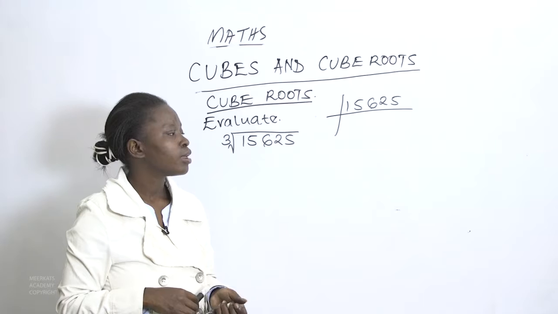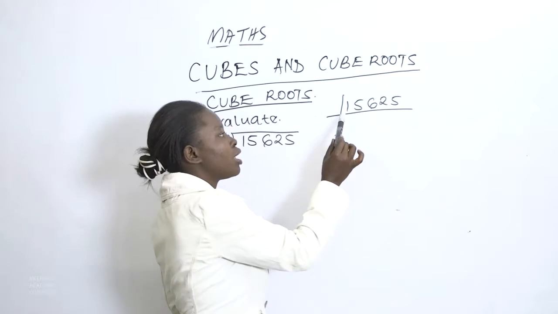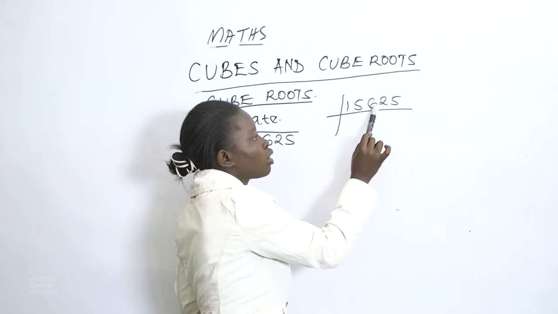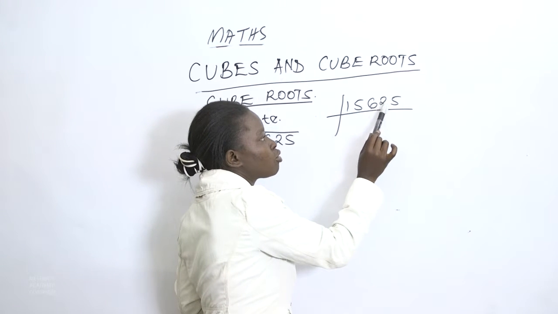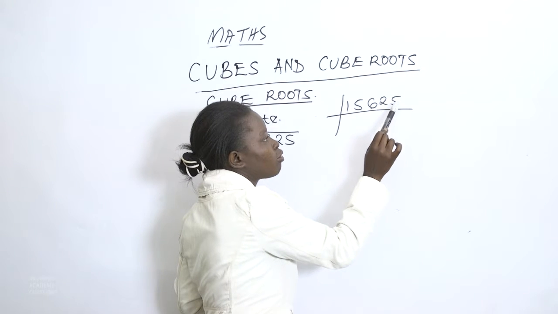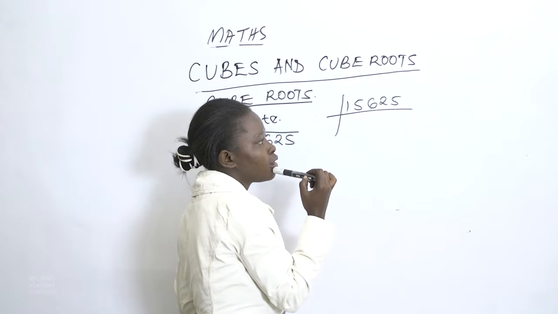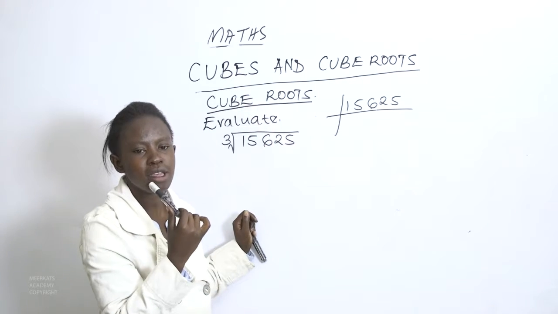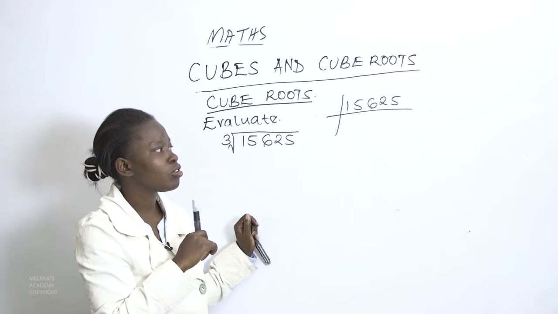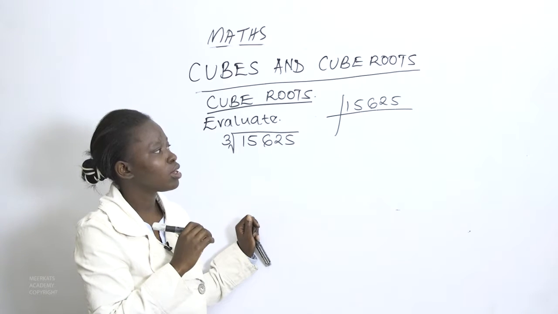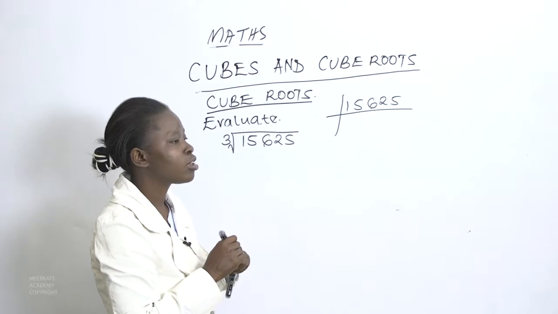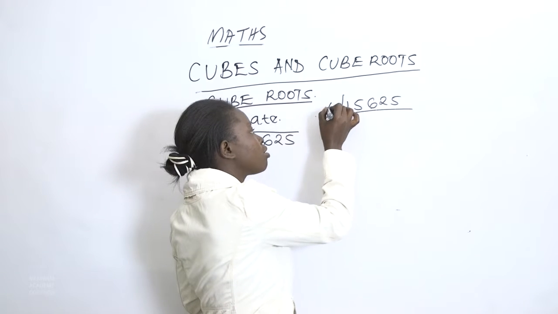Then 3, this is 1 plus 5, that is 6. 6 plus 6, 12. 12 plus 2 is 14. 14 plus 5 is 19. So we discover that 19 is not a number that is divisible by 3. So this number is not divisible by 3. So let us look at 5. Our last digit is 5. Then it means that the first prime factor that I have is 5.